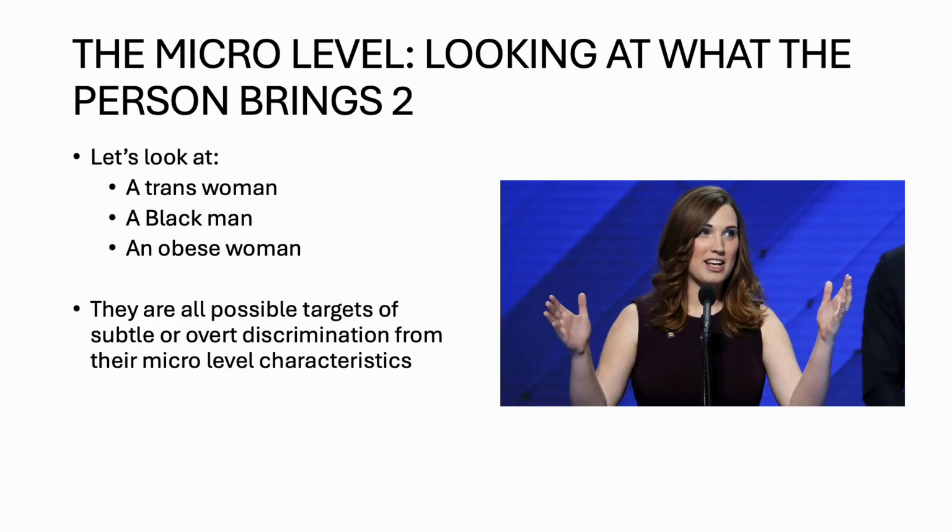So let's look at, let's say, a trans woman or a black man or an obese woman. Can you see how there are certain types of psychological and biological components that are combined to create these types of people, right? They're all possible targets of subtle or overt discrimination from their micro level characteristics. So subtle basically means people might not realize that they are being discriminated against because no one's going to really say anything. Versus overt means we literally will say, you look this way, we do not want you, right?